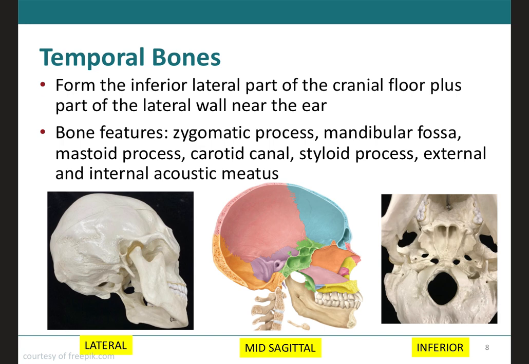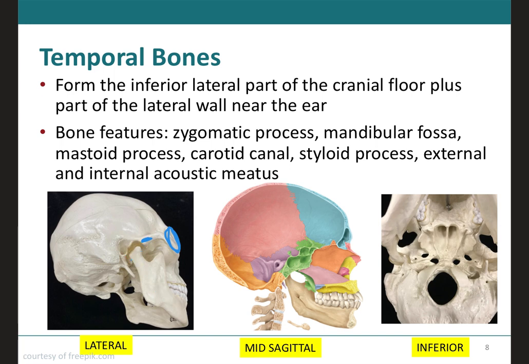There are a few bone features that you need to know for the temporal bone. The first one has to do with this process right over here, which is called the zygomatic process, as it will articulate with the zygomatic bone, which is your cheekbone. Next, we have what we call the mandibular fossa. Remember, fossa is a depression, so it's going to be located right over here, and this depression is going to articulate with this process of the mandible, which is the jaw bone right over here.